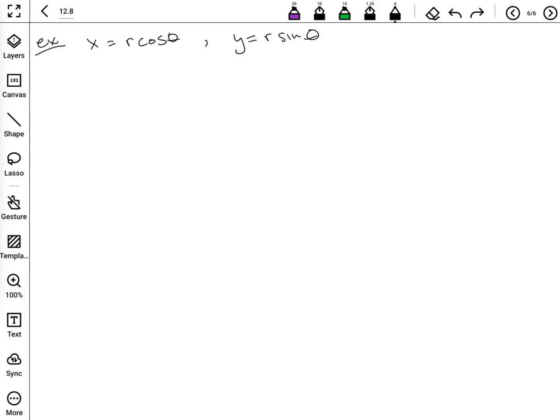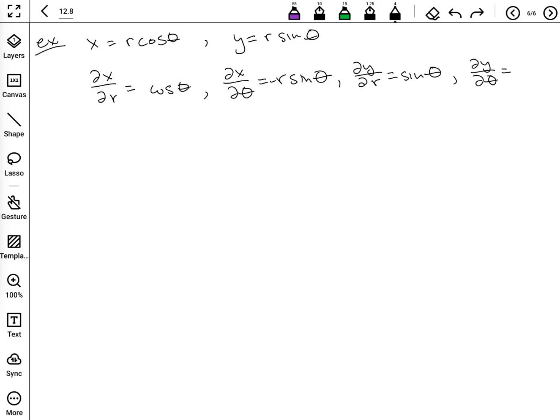Okay, so I'm just going to take all my partial derivatives. dx/dr is cosine theta. dx/d theta is derivative of cosine, which I always forget. Which one is negative? I think that one's the one that makes it negative. Negative r sine theta. Then dy/dr is sine theta. And dy/d theta would be r cosine theta, and I think that's the one that doesn't have a negative.